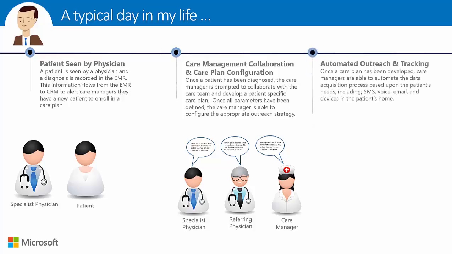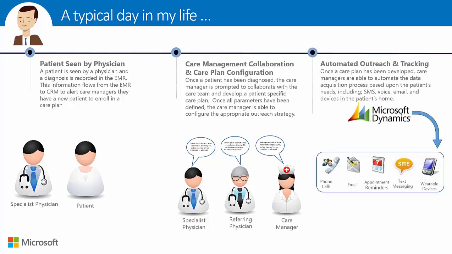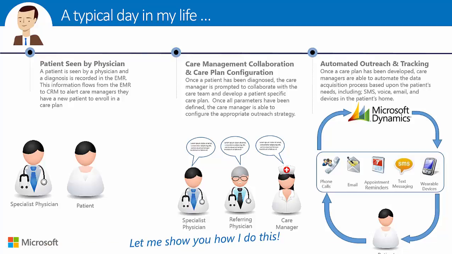Once we've decided on the best course of action, we configure the care plan to automate the outreach for phone calls, appointment reminders, and text messages, as well as integrate with wearable and take-home devices such as Fitbits, e-glucometers, and blood pressure cuffs. This information is reported by the patient and flows back into the system to create alerts to care managers when patients are not complying with their care plan. Let me show you how to do this.